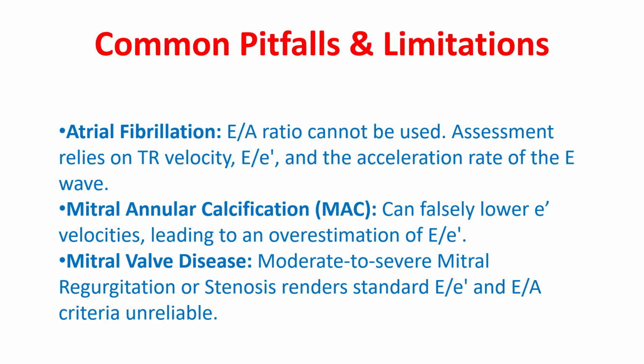Mitral annular calcification, which is becoming increasingly prevalent in the elderly, especially those with chronic renal failure, can falsely lower E prime velocities, leading to an overestimation of E by E prime ratio. Moderate to severe mitral regurgitation or mitral stenosis renders standard E by E prime and E by A criteria unreliable.